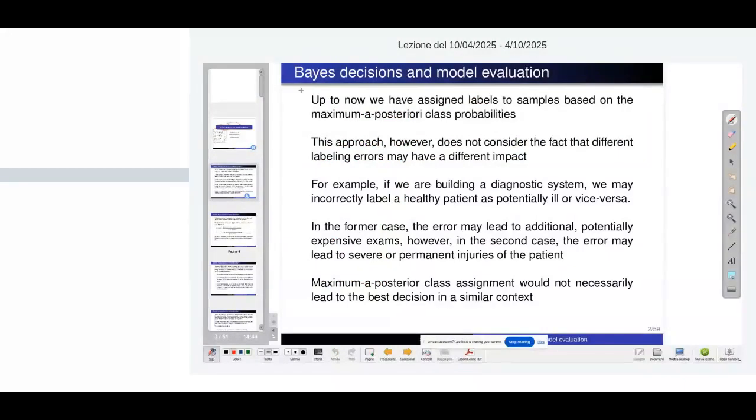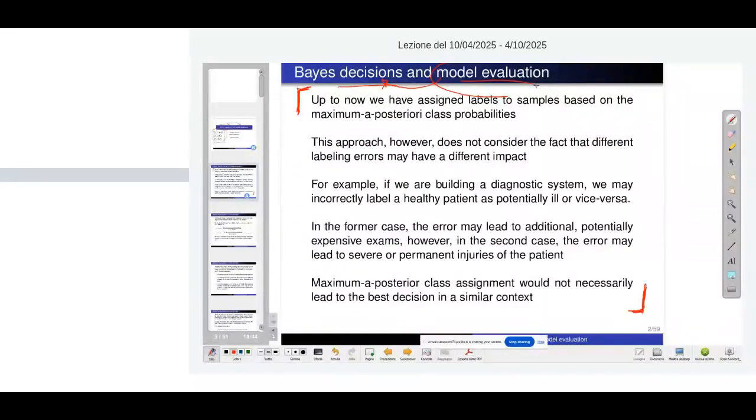Okay, here you have a first example of why. As I said, these two will be interleaved, so we will start discussing decisions, then we will switch to model evaluation, and then we will go back to decisions. So the two parts are interleaved because they are strongly related. But before we get to the model evaluation part, let's see why what we did up to now is not necessarily a good thing.